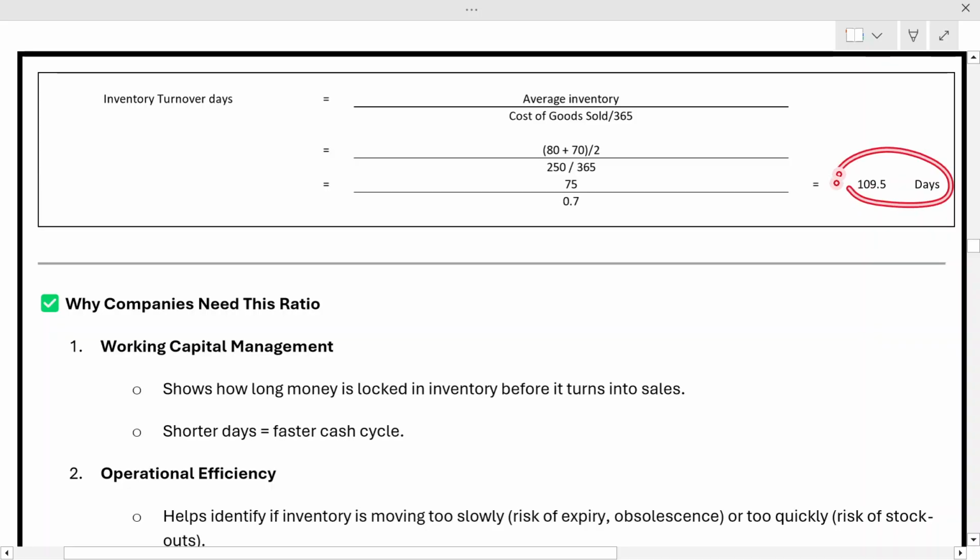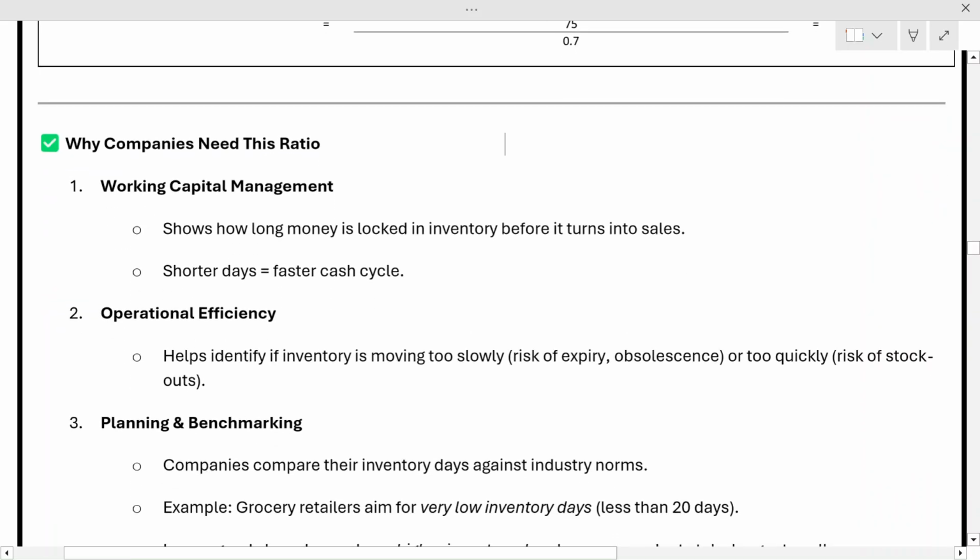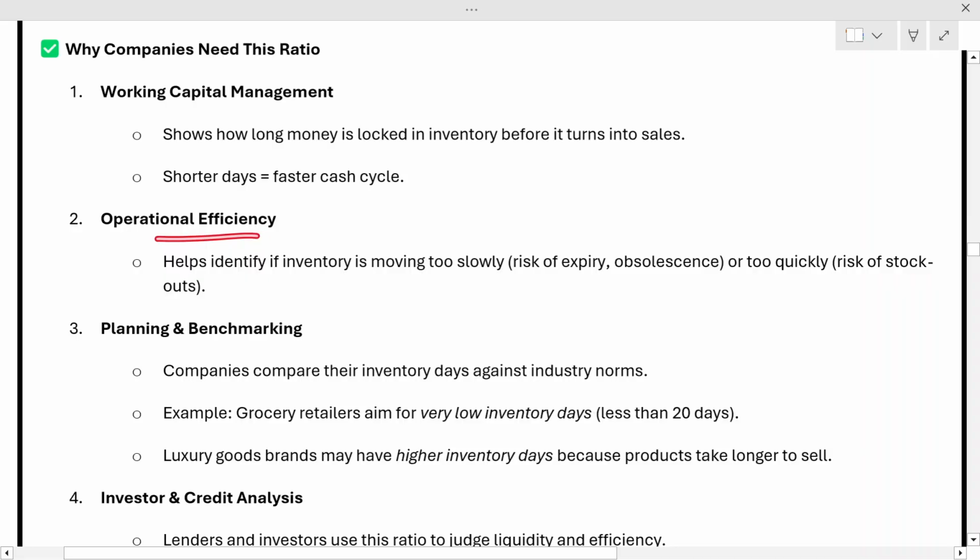Instead of 109 days, if the inventory days were 10 days, which means that inventory in your warehouse is sitting for 10 days, then the faster you will receive the money, because immediately after 10 days it would have been sold. The operational efficiencies are also there, because it helps to identify if inventory is moving slowly.